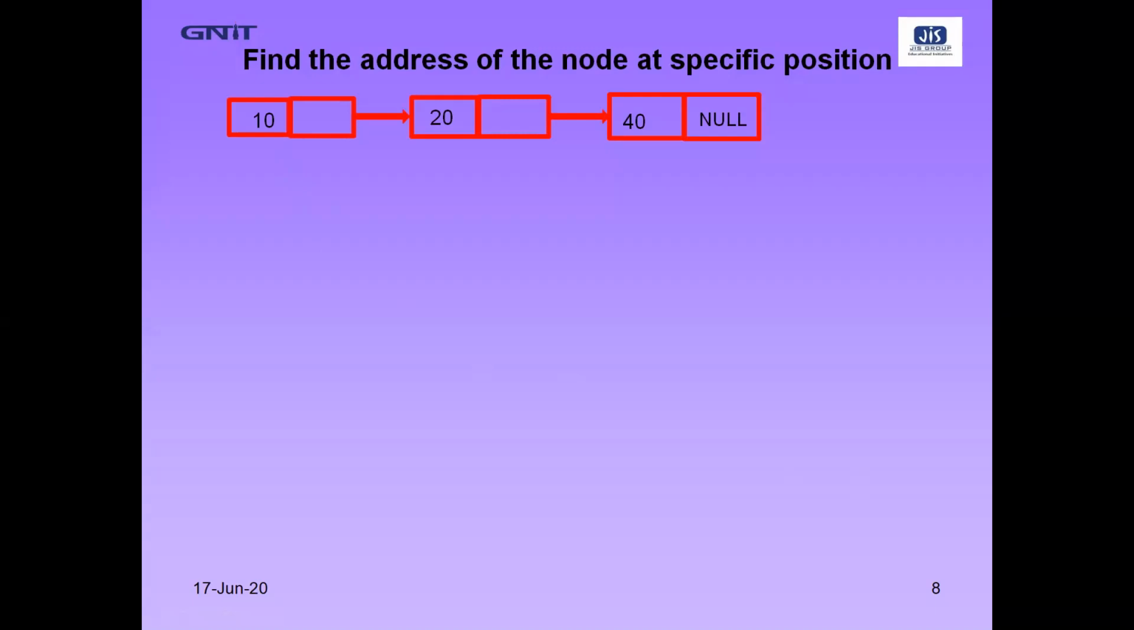Now suppose we want to find the address of the third node in this linked list. So I position equals 3, right? At first, step 1 says that ptrtemp equals ptr_start, so ptrtemp points to this node, because ptr_start points to this node.